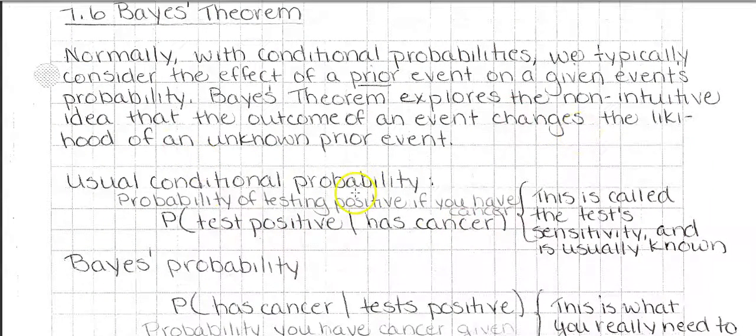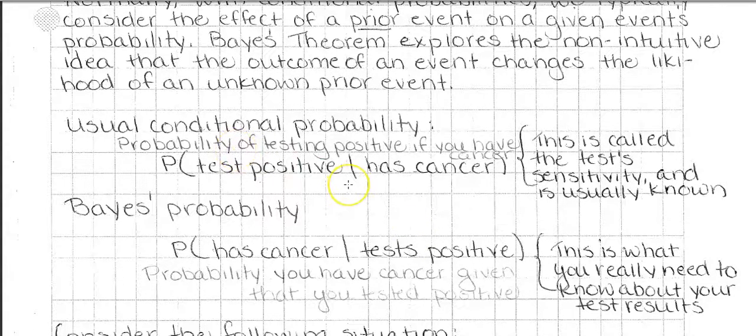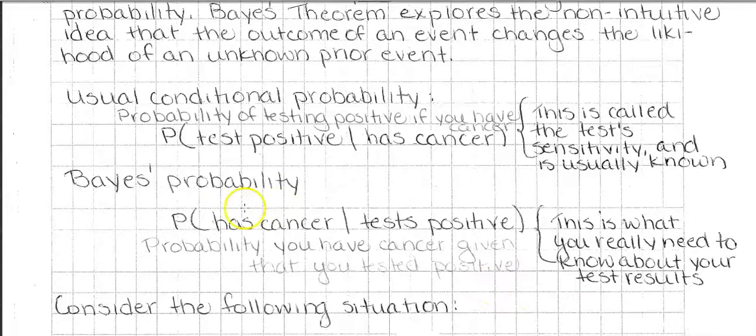Let's say we have a blood test for a certain type of cancer. This is called the test sensitivity, and it's something that's usually known. You can think about it from the point of view of a medical professional. You would want to know how sensitive the test is. Can it pick up cancer if a person has it? Here's the Bayes probability in the second example. What is the probability that you have cancer given that you test positive? This is really what you need to know about your test results, if you think about it.